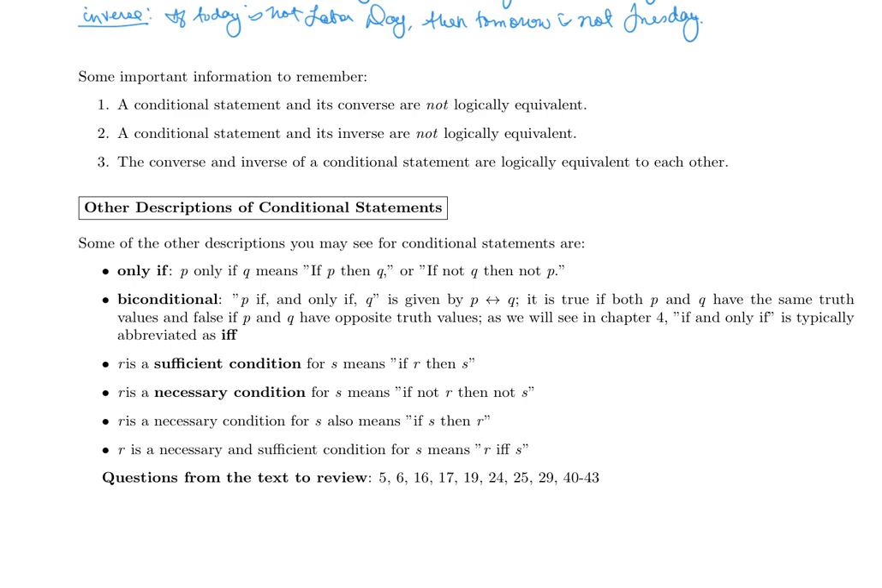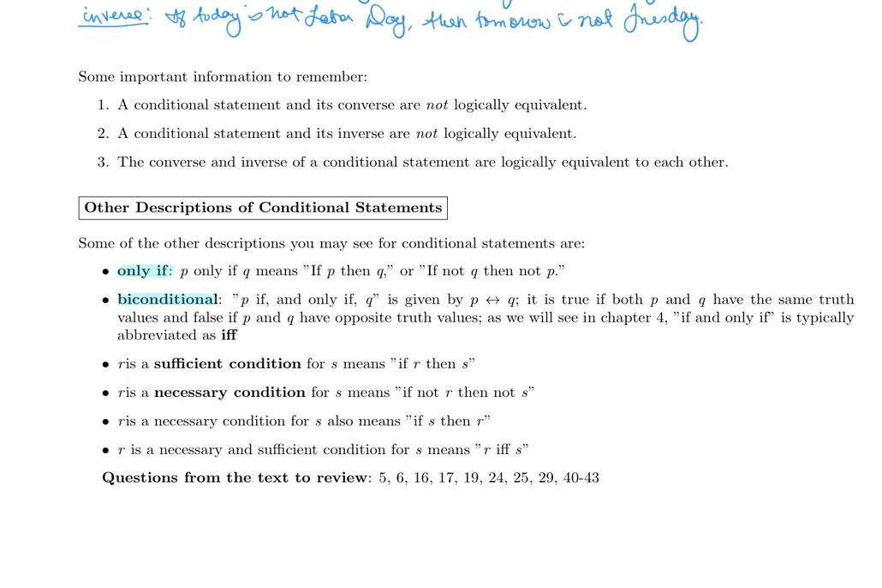I also left you a list of definitions to use. I think I put one of these on the homework. Those are different terms you might see listed in your book or in other proof-writing examples. So you might see "only if." P only if Q means if P then Q, or if not Q then not P, aka it's the conditional statement or its contrapositive.